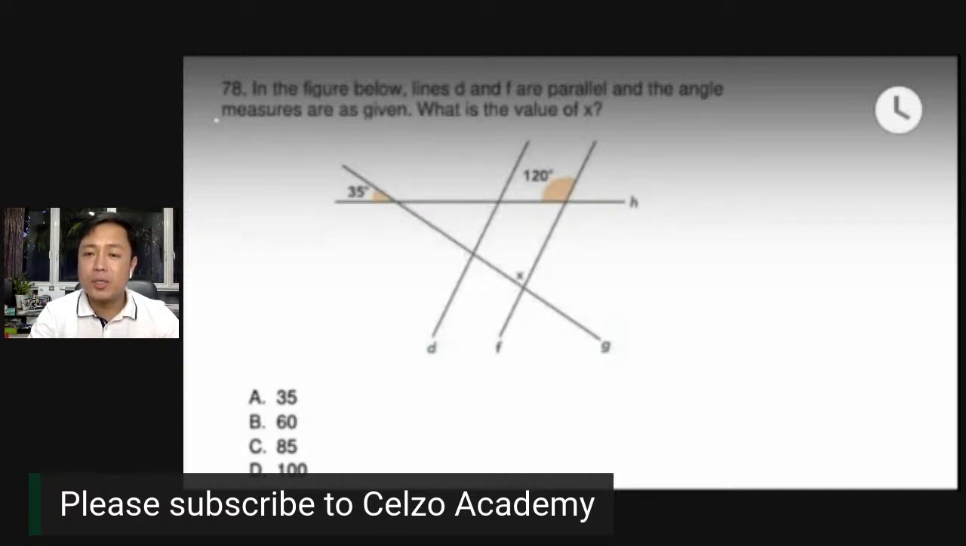So for this question, you need concepts on vertical angles, linear pair, and also angle sum of a triangle.